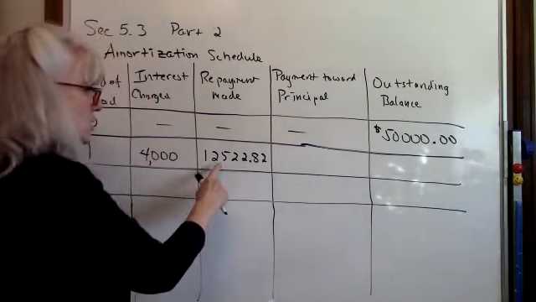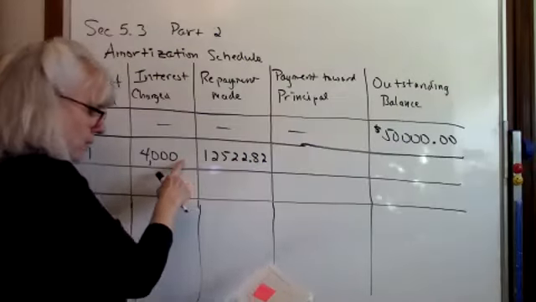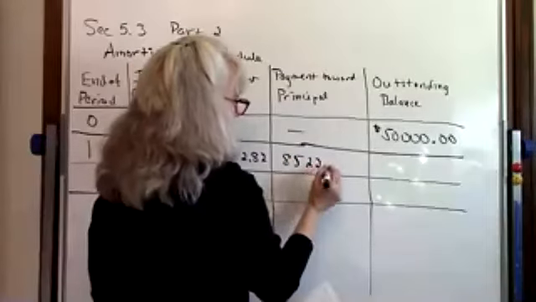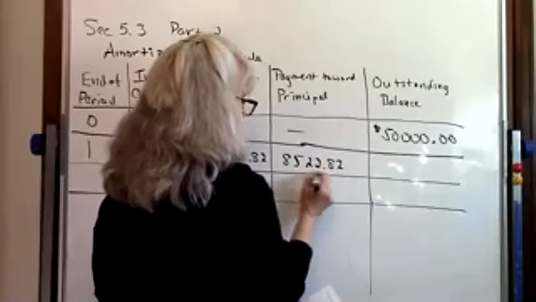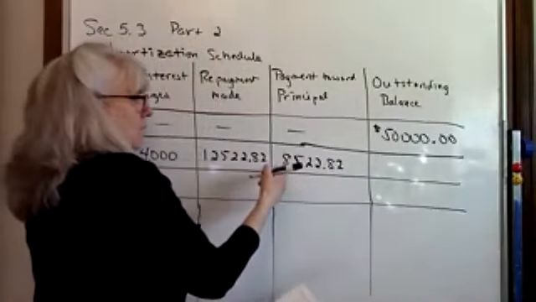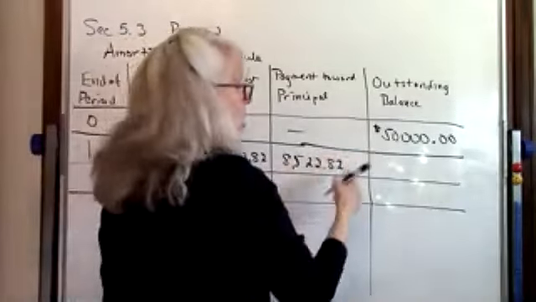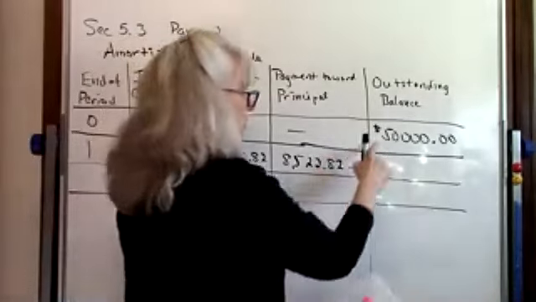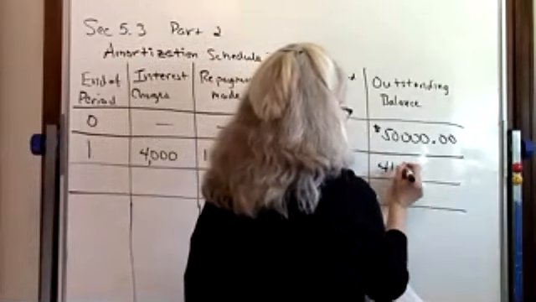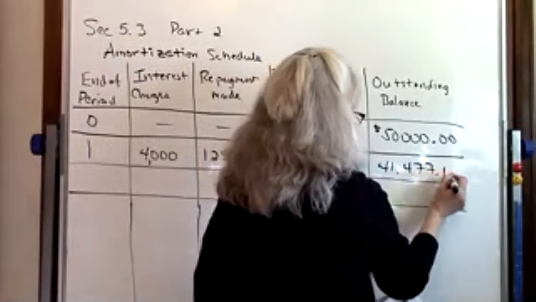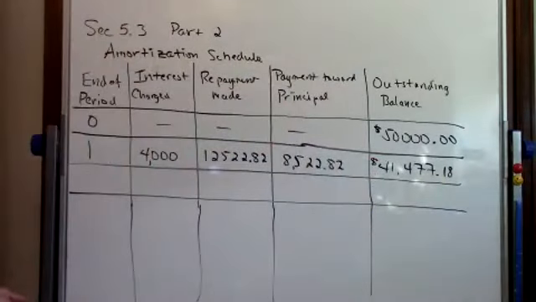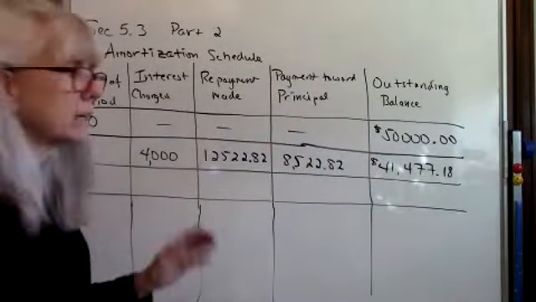So the difference between the $12,522 and the $4,000 is $8,522, and that's what's going to go towards my principal, the amount I actually borrowed. So what, 2/3 of it? And we're going to subtract this amount from what we owe to figure out what we owe the next year. So 50,000 minus the 8,522 gives us $41,477.18.